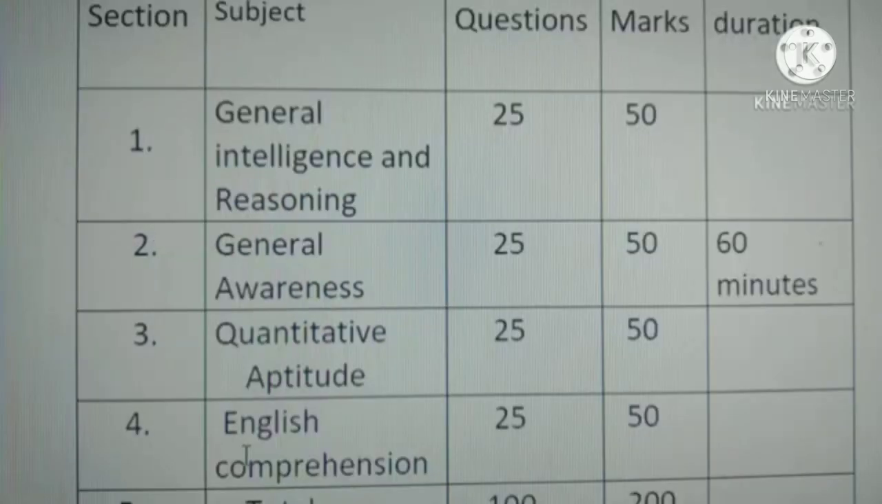Stick on to the screen so that you will know and not miss any detail, nor get misled by the details that you have already heard. Now the exam pattern that follows. Section 1 is general intelligence and reasoning, 25 questions with 50 marks. Section 2 is general awareness, again 25 questions with 50 marks. Our third section is quantitative aptitude, 25 questions with 50 marks. English comprehension has 25 questions with 50 marks again.